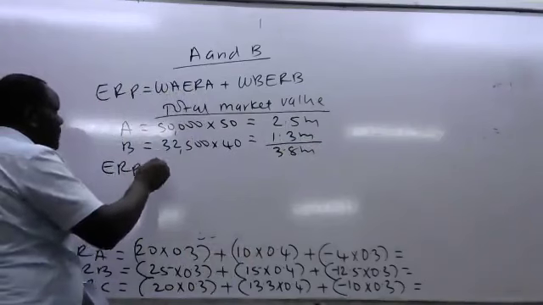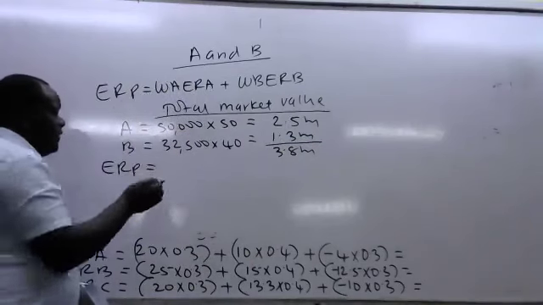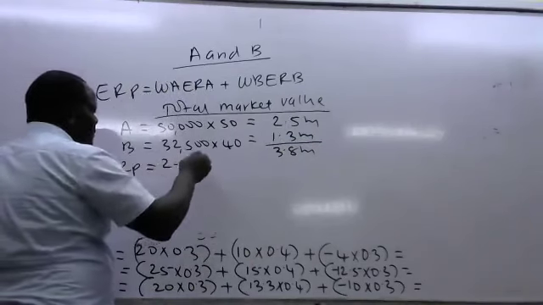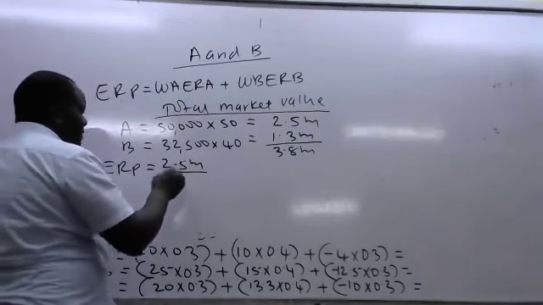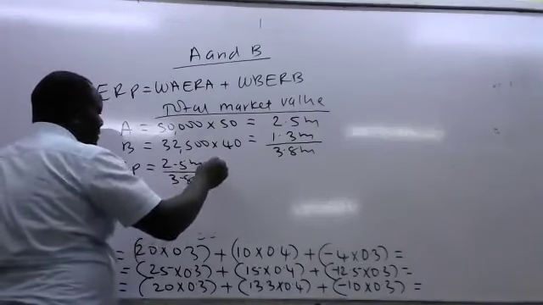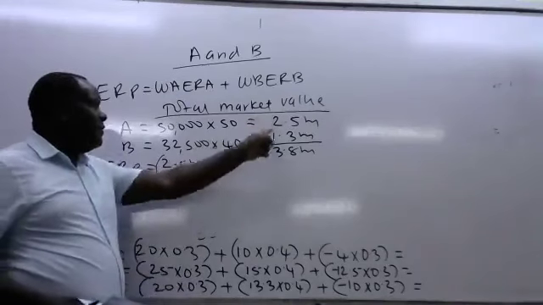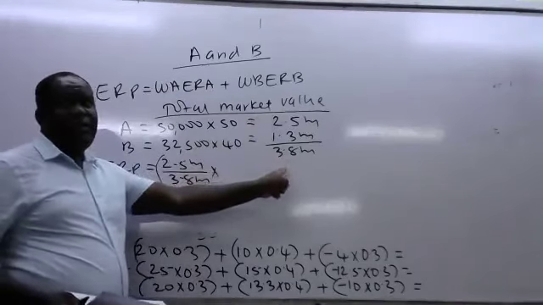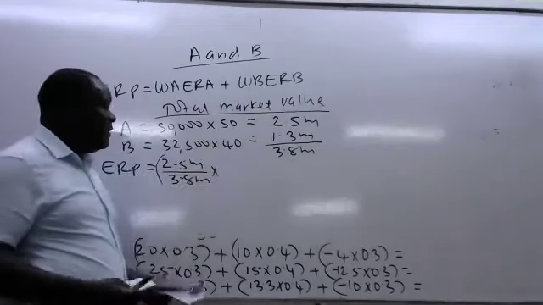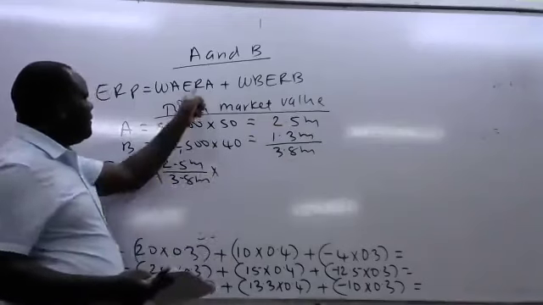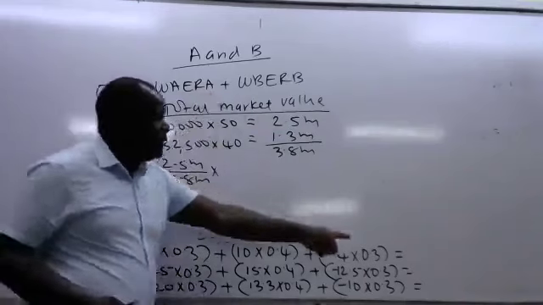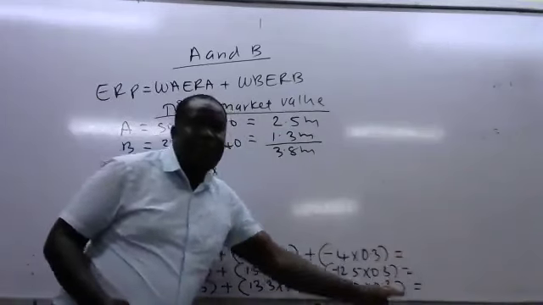So when you are calculating expected return for the portfolio, the weight for A, you take 2.5 million, divide by 3.8. That's now the weight for A. You take this, divide by the total to get the proportion. Then expected return for A is this figure that we calculated.